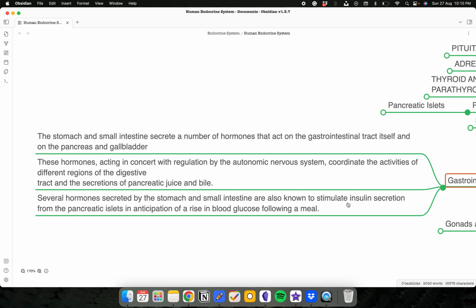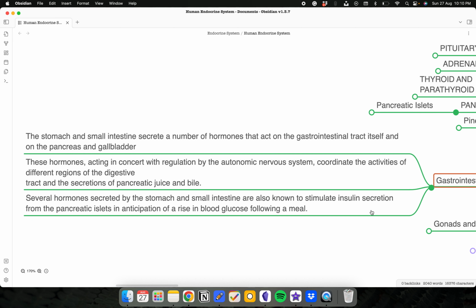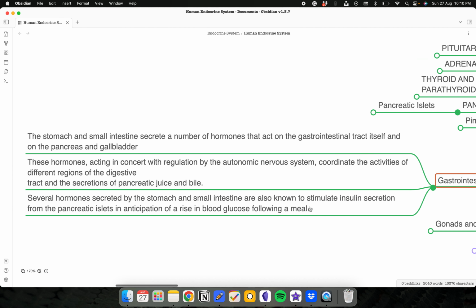Whenever we are taking a meal, there are some hormones synthesized from the gastrointestinal tract which again increase the secretion of insulin, because after a meal the blood glucose level obviously goes up. So with high blood glucose level, plus some hormones released from the gastrointestinal tract that stimulate the insulin secretion, there is more blood glucose uptake by the cell, and all the anabolic functions are there. So that's it for today's video.